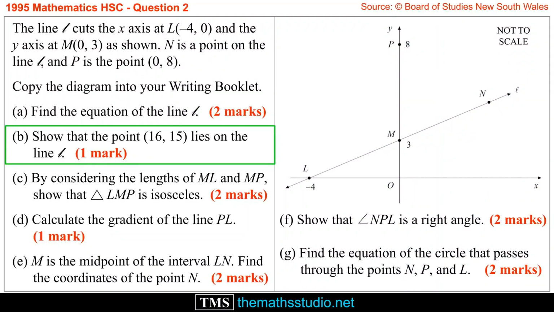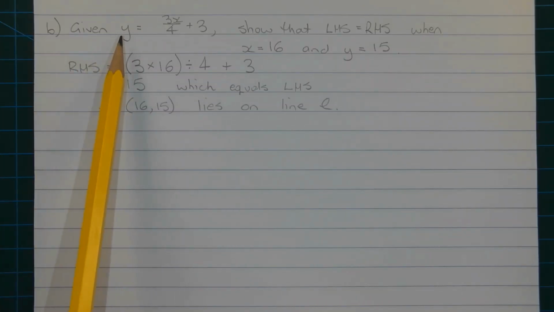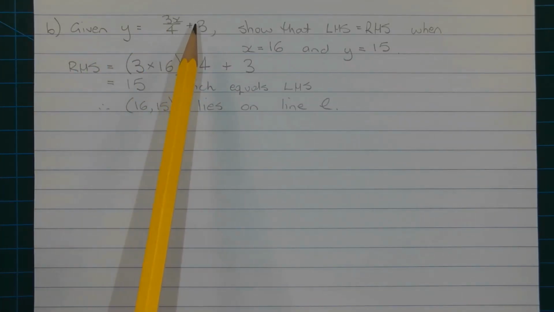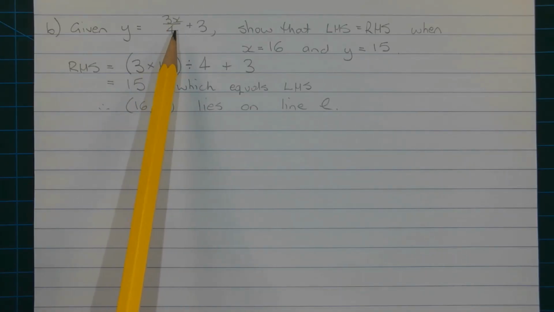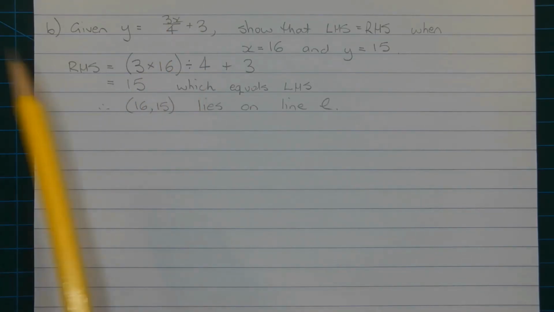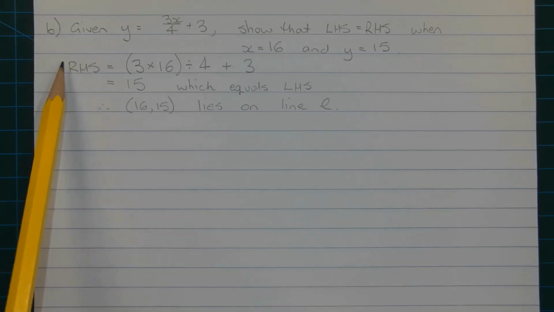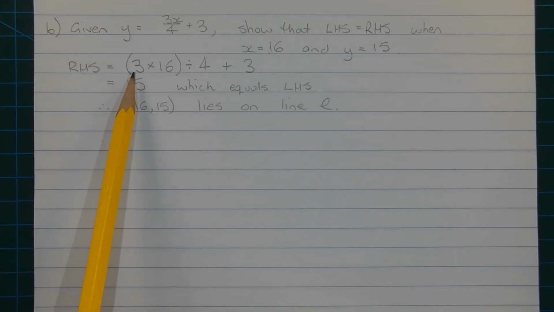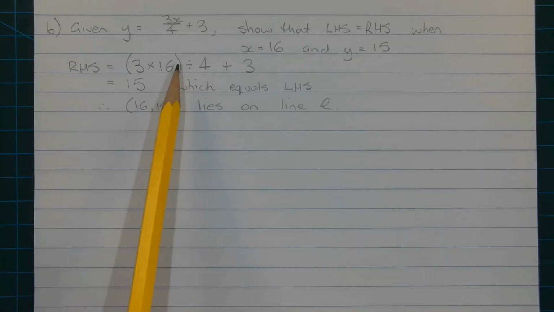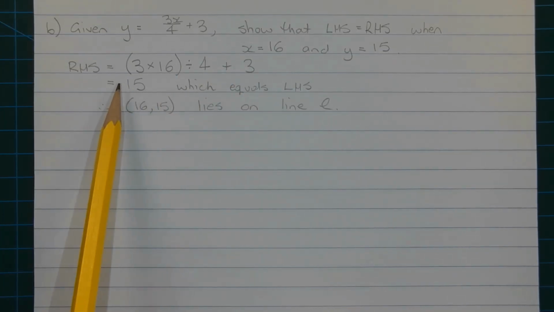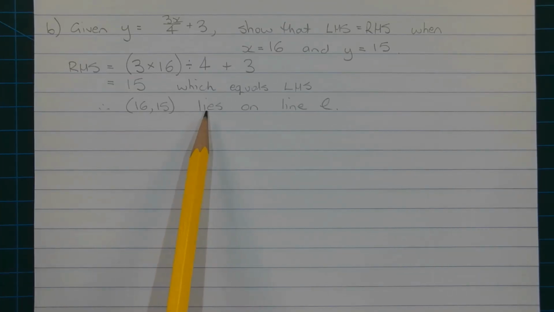Part B. Show that the point 16, 15 lies on the line L. Given that the equation of line L is y equals 3x over 4 plus 3, or 3 times x divided by 4 plus 3, which we found in part A, we need to show that the left-hand side equals the right-hand side in this equation when x equals 16 and y equals 15. Now from the right-hand side, substituting x equals 16, we have 3 times 16 in brackets divided by 4 plus 3, which evaluates to 15, which equals the left-hand side. Therefore, the point 16, 15 lies on the line L.